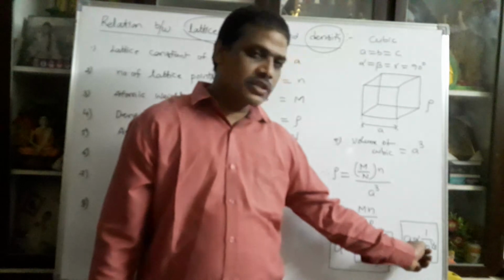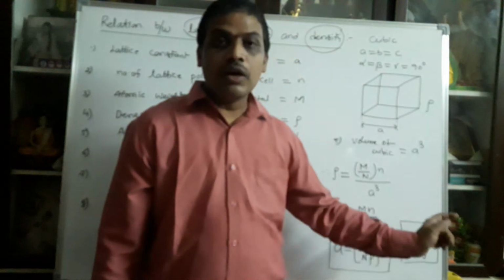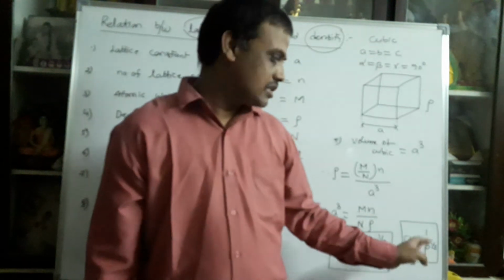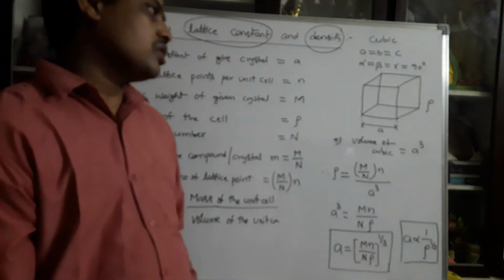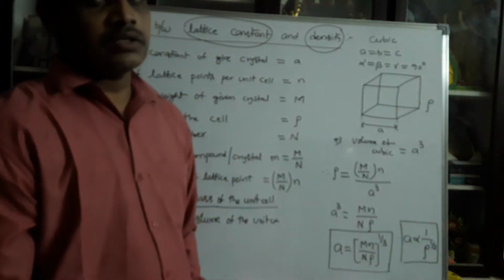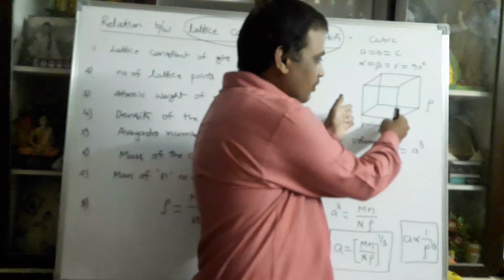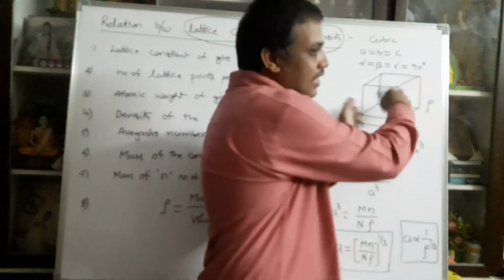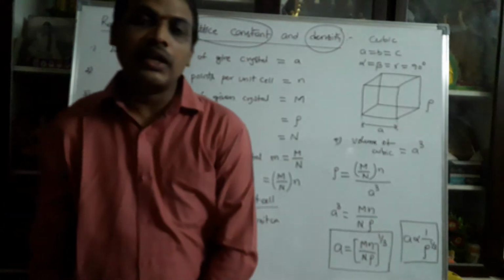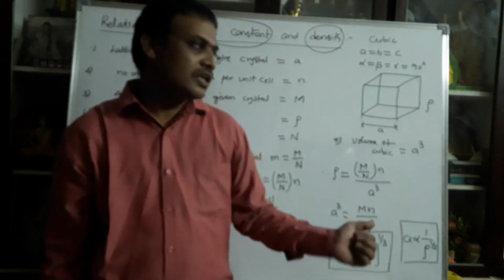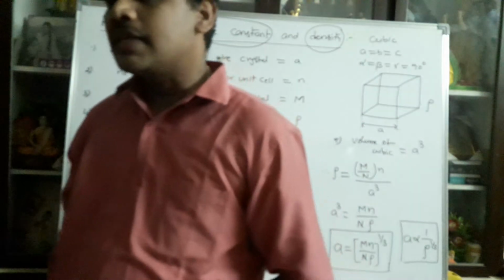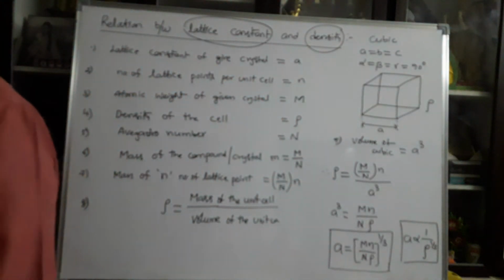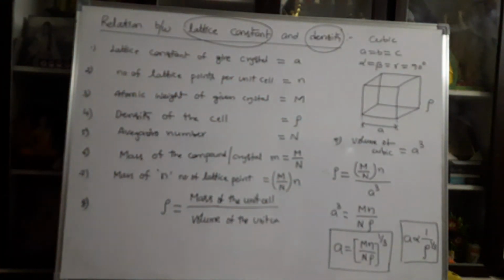Particularly, the lattice constant is inversely proportional to the density to the power 1/3. So if the density increases, the lattice constant value decreases. Here, if the distance between two lattice points increases, the density of the material decreases. That is the main relation between lattice constant and density: a is inversely proportional to rho to the power 1 by 3.